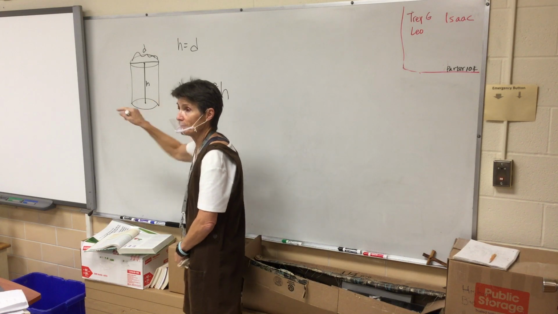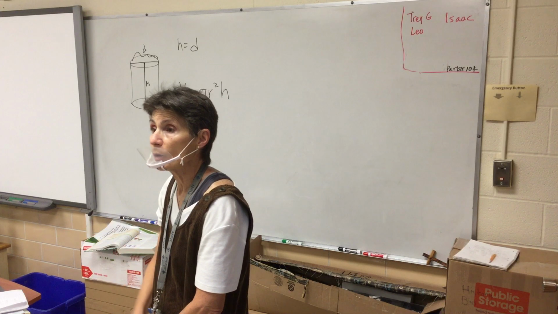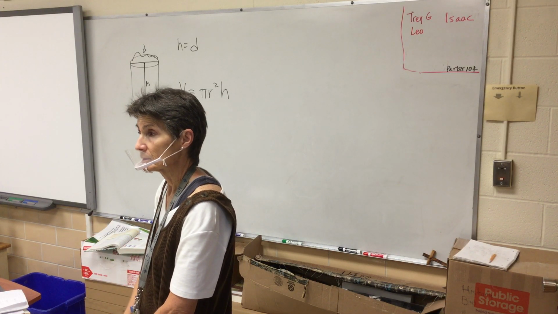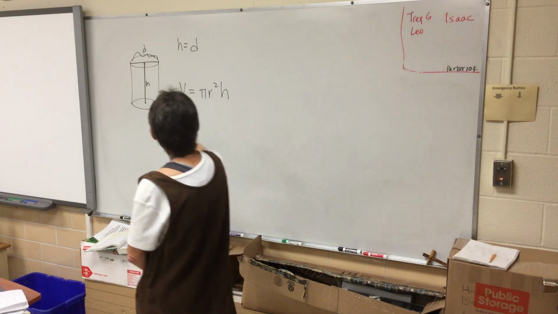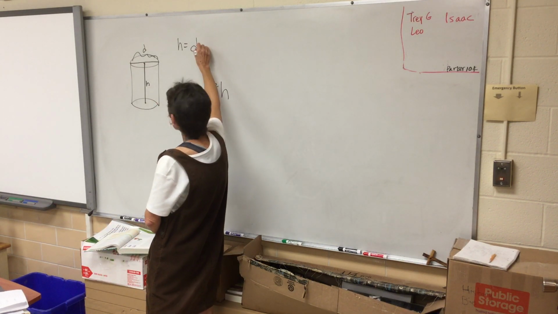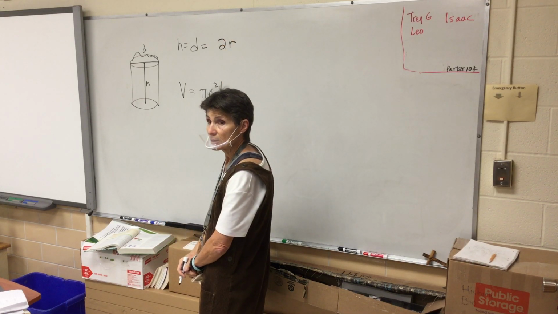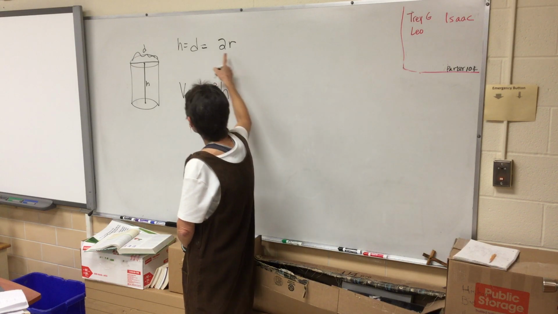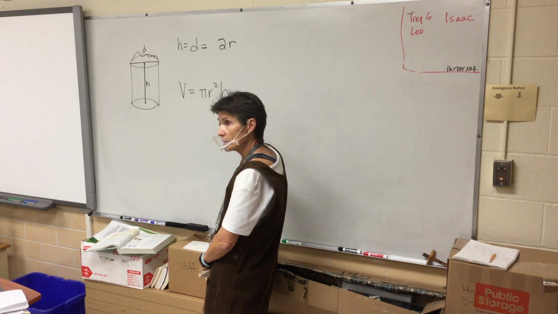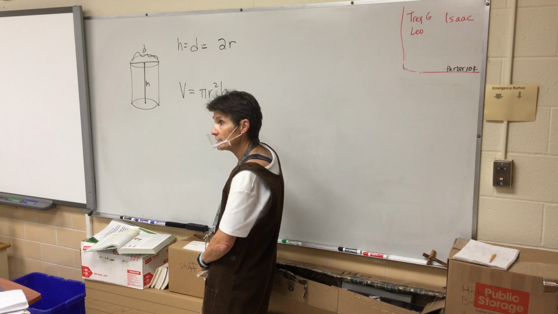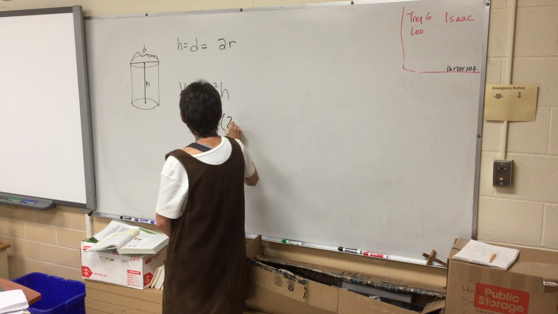Now look at the problem. They will always give you what you need. What do you know about h? It's equal to d. And what do we know about d? What's the diameter? The diameter is 2 times the radius. So isn't h 2 r's? So guess what I'm going to do with this h? I'm going to take it out and put in 2 r's. So my volume is pi r squared 2r.